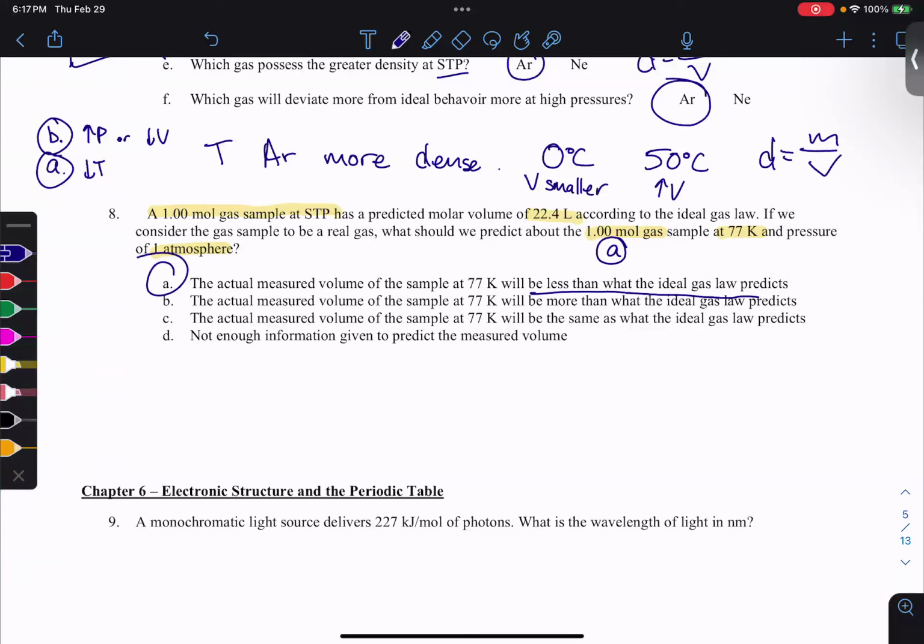I think that's the answer, right? It's not going to be more, and it's not going to be the same. If we were at ideal conditions, then it might be the same, but we're not. This is at a very, very low temperature.